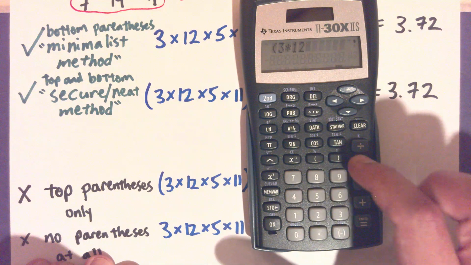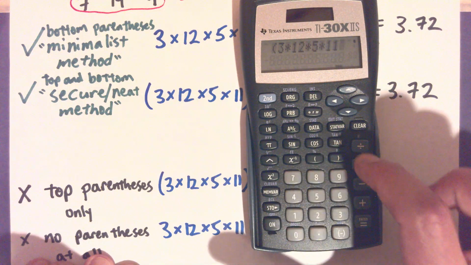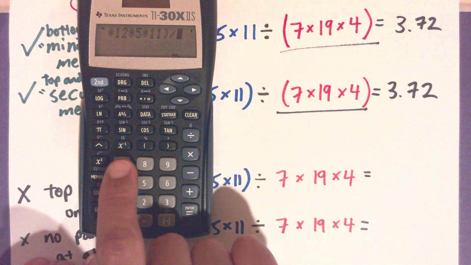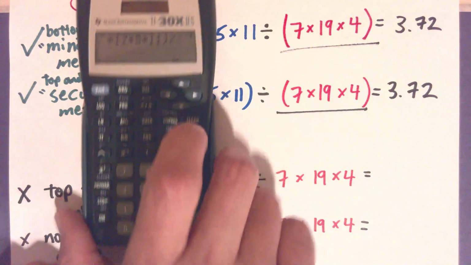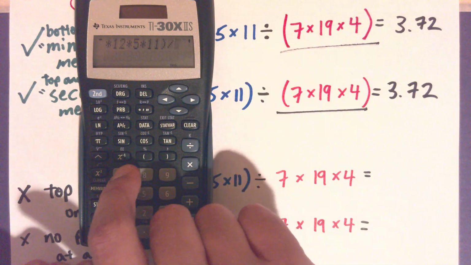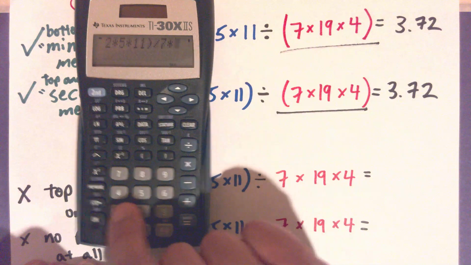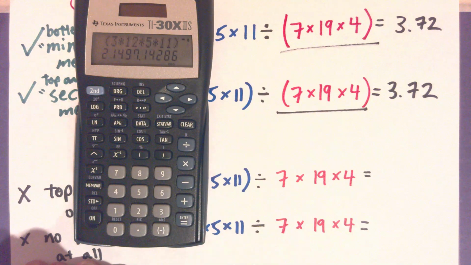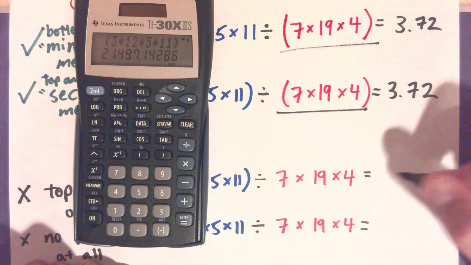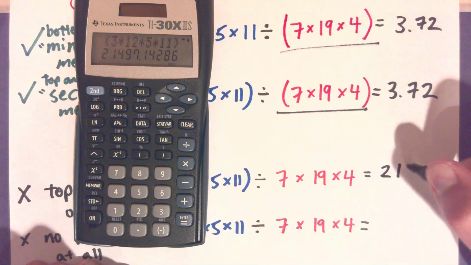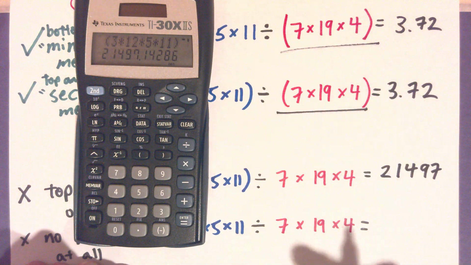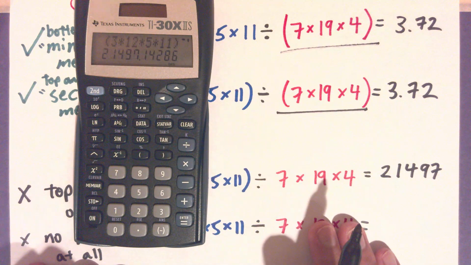Okay, hopefully you see here that even though it makes the top look tidy and nice, it doesn't necessarily help us, okay? This kind of hurts me to do since I'm in the habit of using bottom parentheses, but I'll just do it. 7 times 19 times 4, okay? And you can see we get a much, much, much different answer, okay? 21497, okay? That is not the correct answer. We've already established 3.72 is, okay?